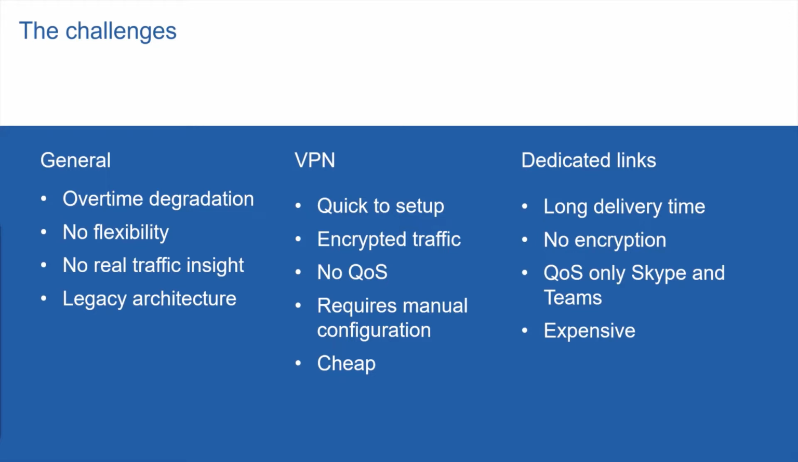And next up, the dedicated links. It has a long delivery time, so if you request a dedicated link, that could cost you a few months. There is no encryption on the line. In the case of Azure ExpressRoute, there is some quality of service, but it's only on Skype and on Teams, and it is an expensive connection.